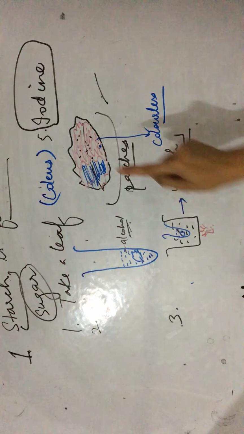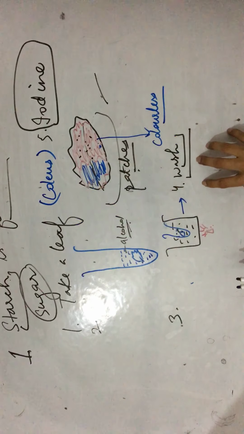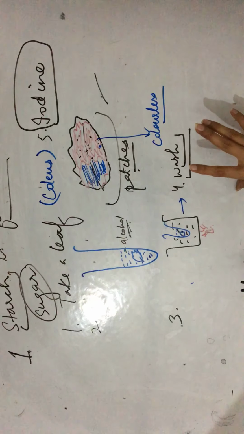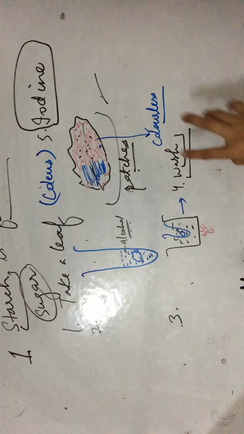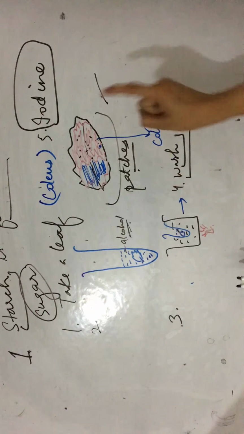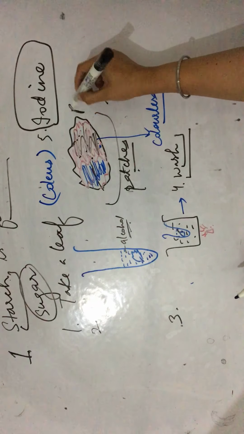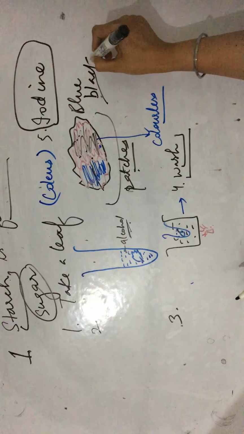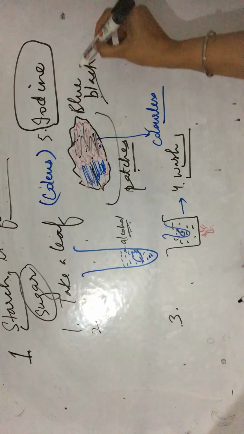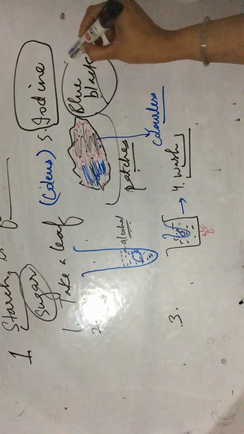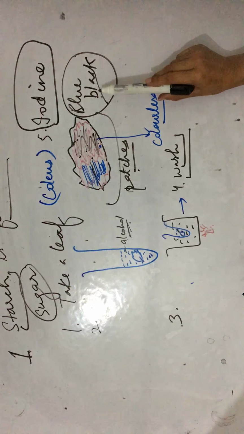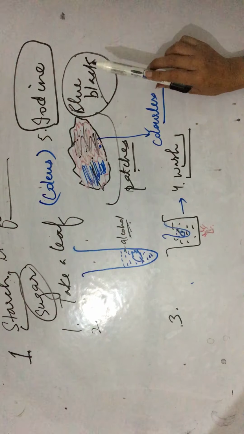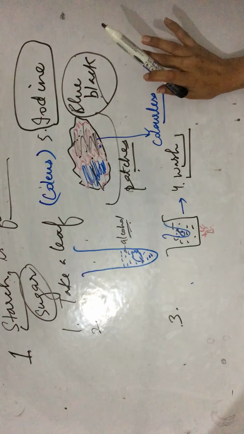leaf which was green earlier, now the color has gone. Now there is no green color, right? But the same leaf, the part of the leaf which was green earlier, will turn blue-black. Iodine always gives a blue-black color if starch is present. If starch is not present, it will not give this blue-black color.